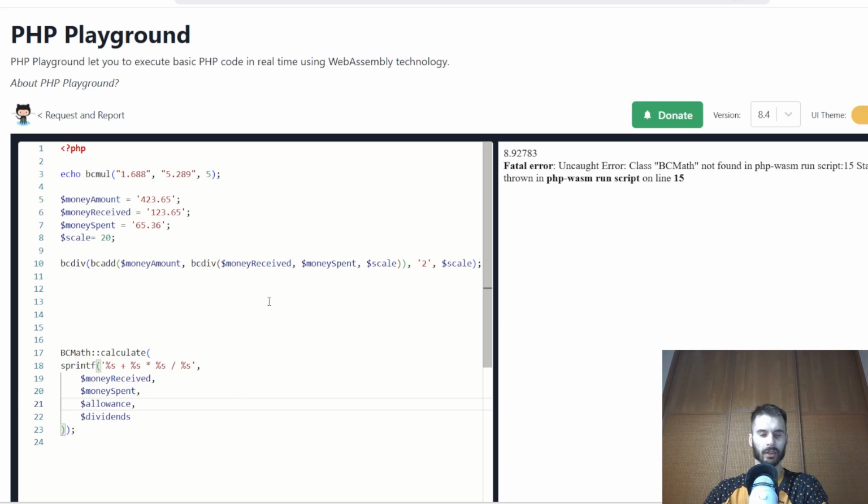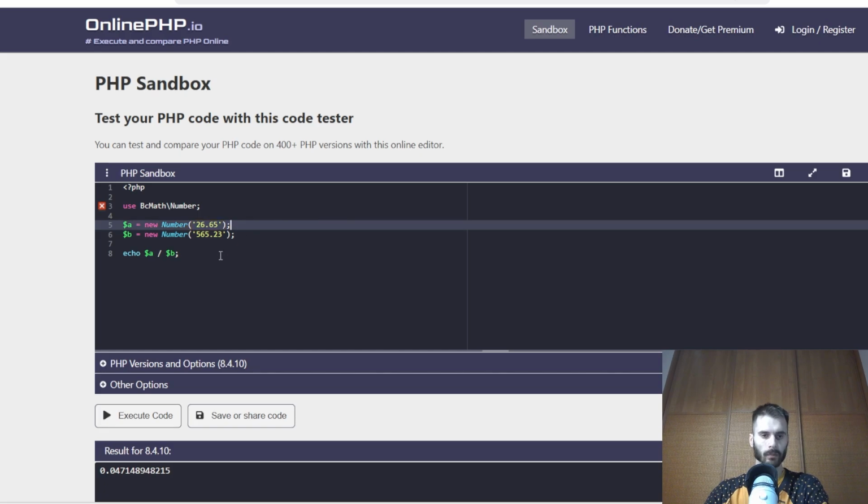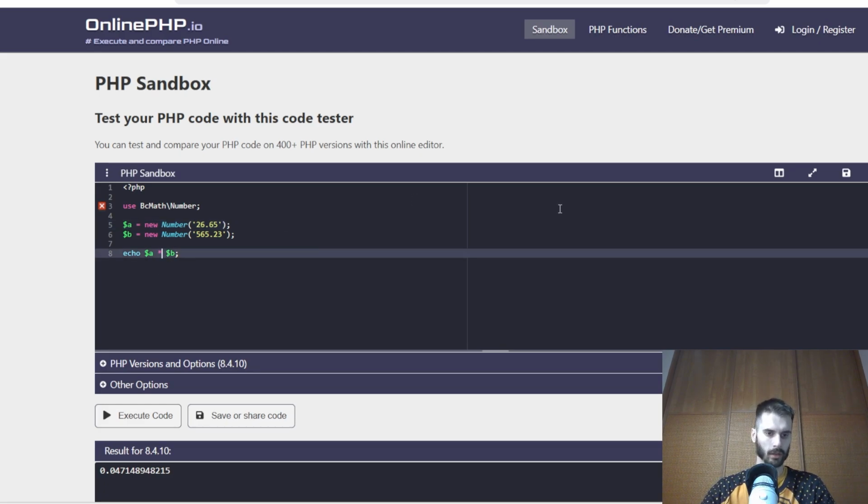But PHP just killed it by releasing a new object class called number. So in PHP 8.4, you can now do this. You create BC math number class and you set it in your string variable, and then you can do with these variables whatever you want. You can do division, you can do multiplication, and it just works, and it does the math with floating point precision. And yeah, this killed the idea for my package.